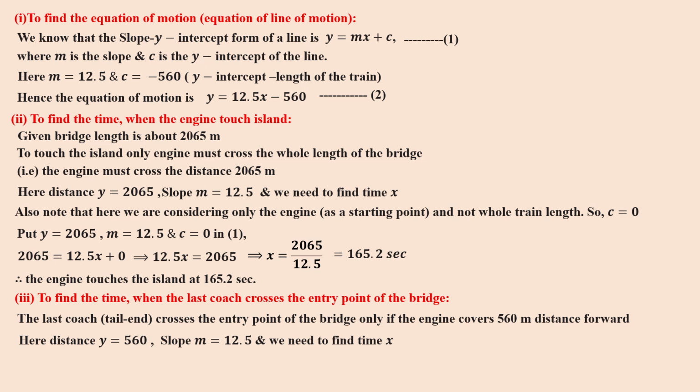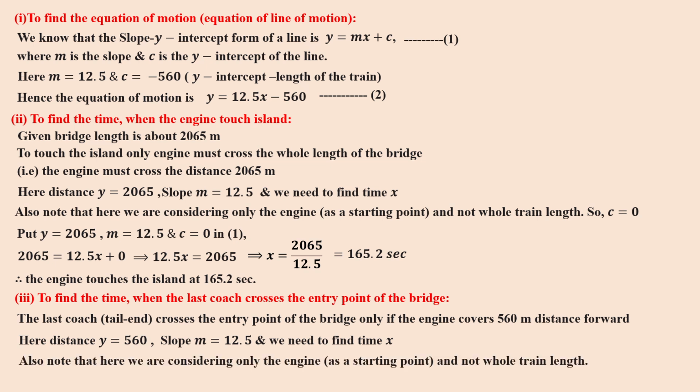Here also we are considering the tail end and the starting point. Note that we are considering only the engine as a starting point, not the whole train. The whole train length is 560, but we are not considering that one. We are considering the starting point, the engine, and the tail point, that is the last coach, just like a point. So we are considering the engine as a point at the origin, so the length of the train is 0, that is the y-intercept is 0.